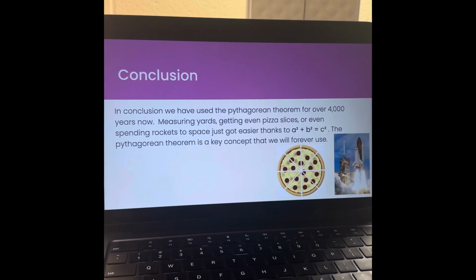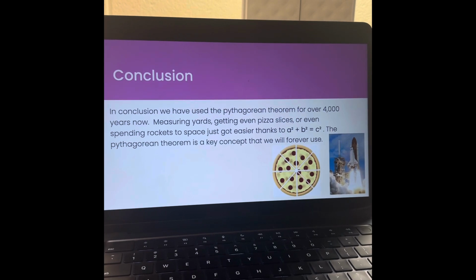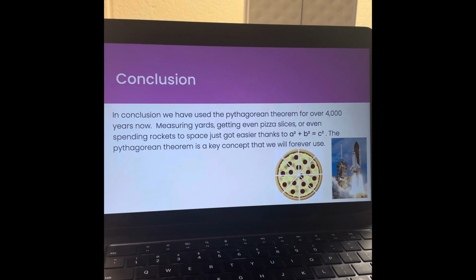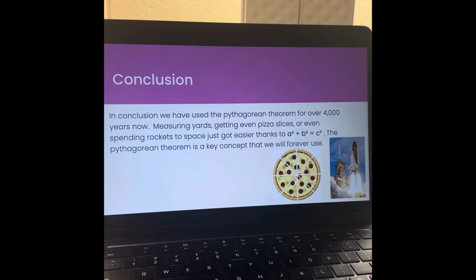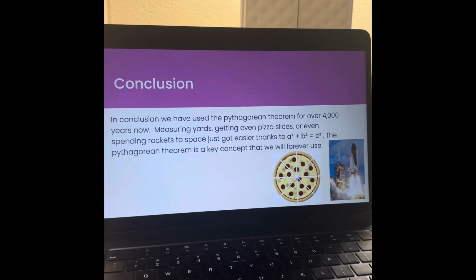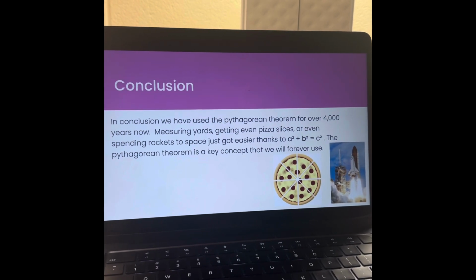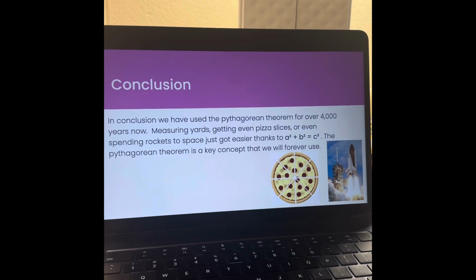Conclusion. In conclusion, we have used the Pythagorean theorem for over 4,000 years now. Measuring yards, getting those even pizza slices, or even sending rockets to space just got easier thanks to a squared plus b squared equals c squared. The Pythagorean theorem is a key concept that we will forever use.